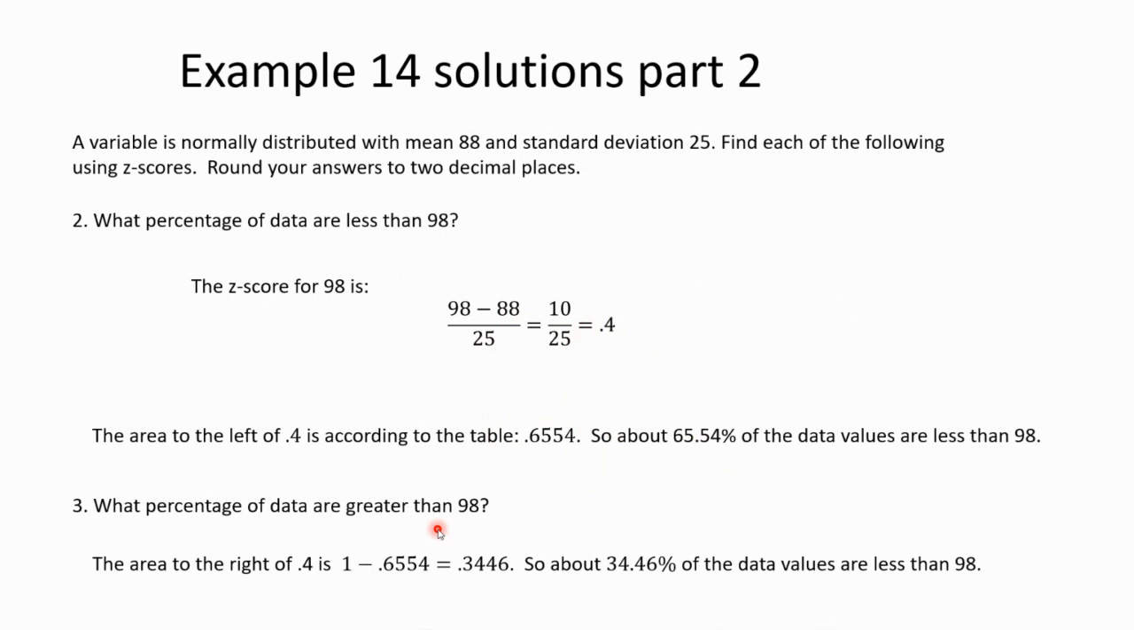Now, what about greater than 98? Remember, we saw this last time. This means we want the area to the right of 98. We have the area to the left, we just subtract. We do 1 minus the area to the left. So we do 1 minus 0.6554, which is 0.3446, like so. So the area to the right of 98 is 0.3446, meaning the percentage of data values to the right is 34.46%. Right. Any questions on that?